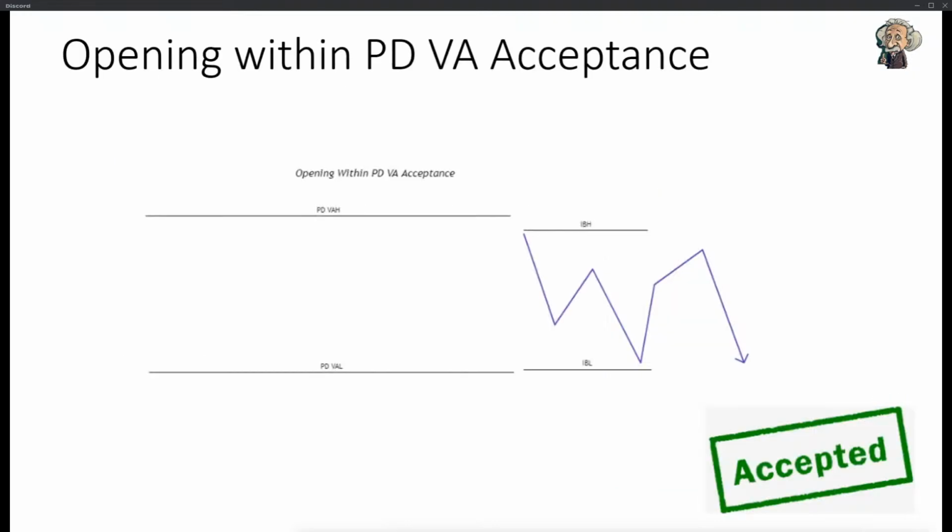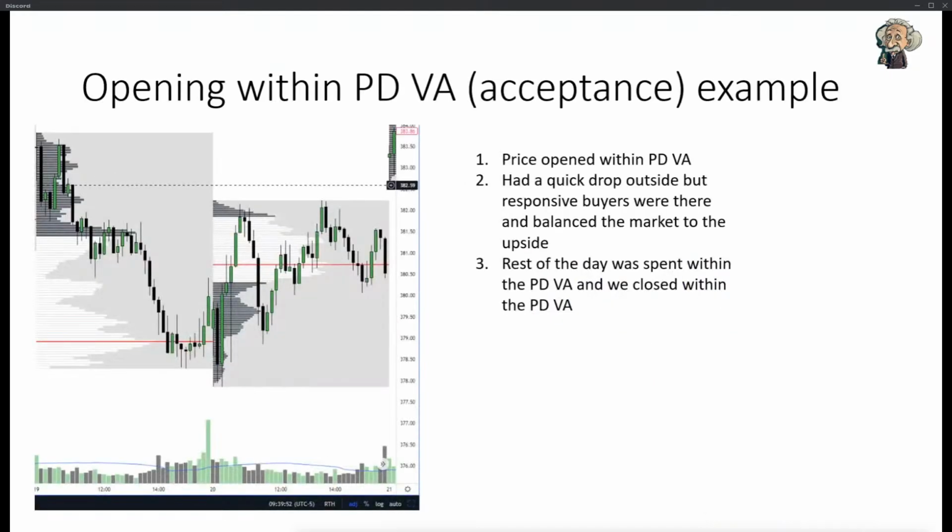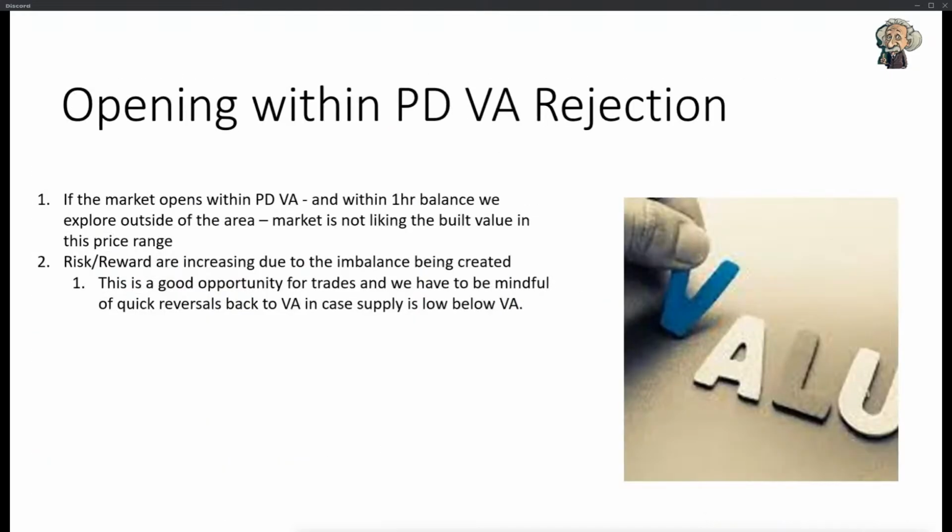What does it look like? If this is our previous day value area and you're auctioning in between, that means you're accepting the previous day value area. You're happy that this is the price that you like, and you're going to trade in this area until a new piece of information gets there and you get a rejection. So that's something like this.